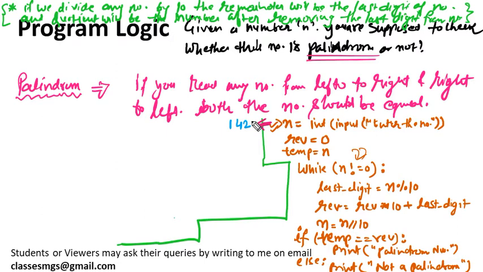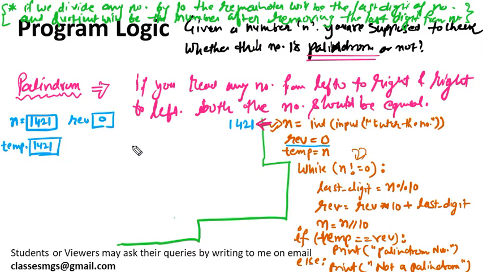Let's suppose a user has entered 1421. So let's try to check it. So n value is what here? 1421. We are going to update it, and after executing this, reverse will be 0 initially, and temp will be the number equivalent to n, so 1421 will be the temp.